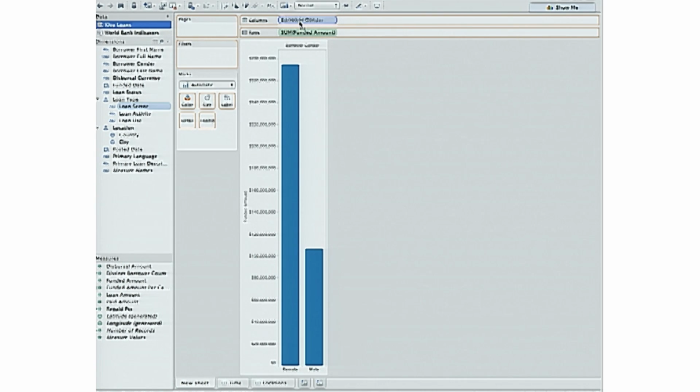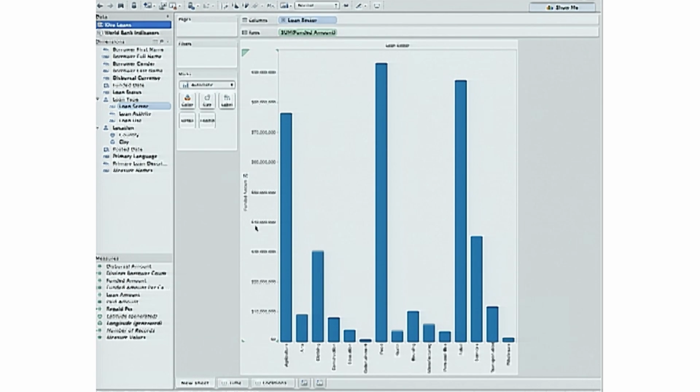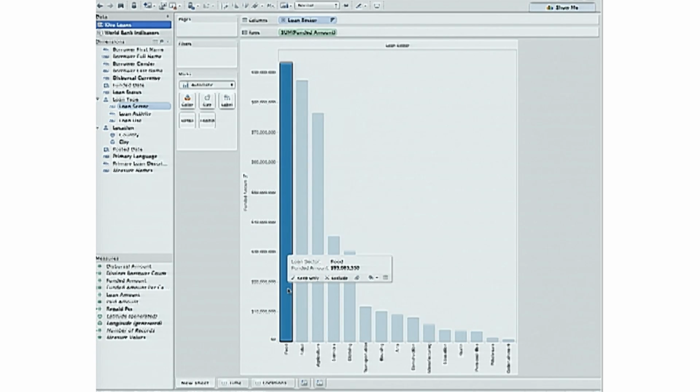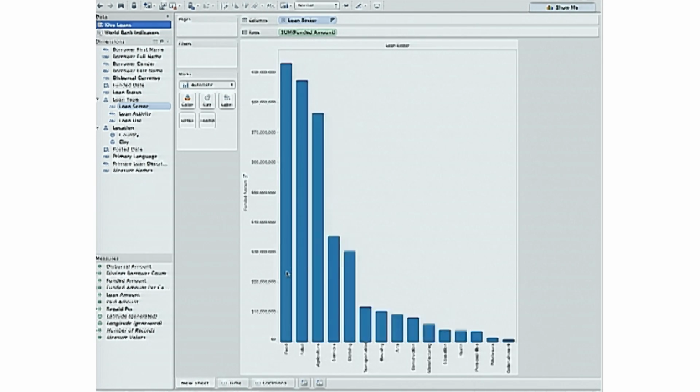Or you can go look at loan sector. This is one of the cool things about discovery with visualization: I can very quickly change my point of view. If I drop loan sector down here and click on the sort button, I can see very quickly that the sector that gets the most loans is food, which makes a lot of sense to me. And I can keep changing my points of view. Let me switch to bar here.